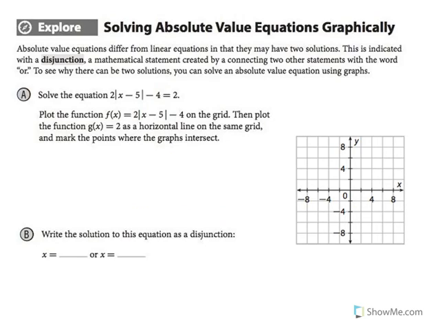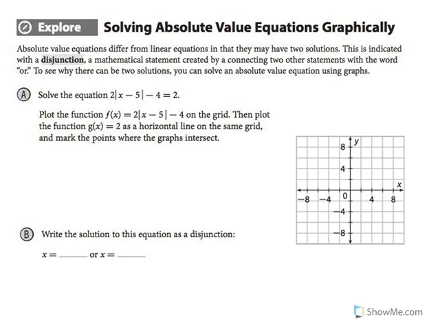Solving absolute value equations graphically. Absolute value equations differ from linear equations in that they may have two solutions. This is indicated with a disjunction, a mathematical statement created by connecting two other statements with the word or. To see why there can be two solutions, you can solve an absolute value equation using the graph.